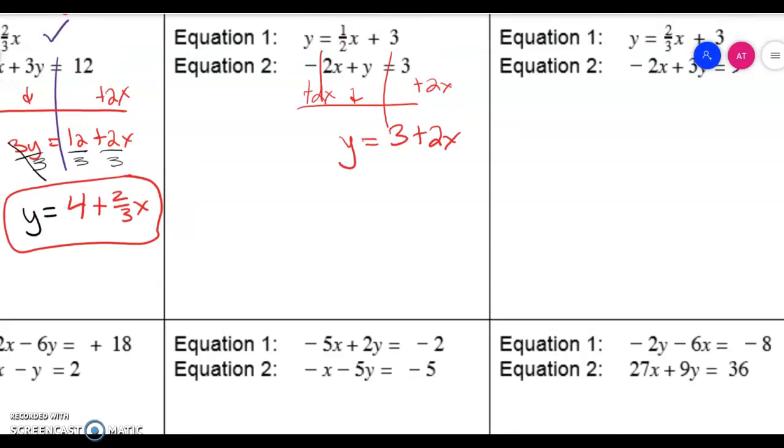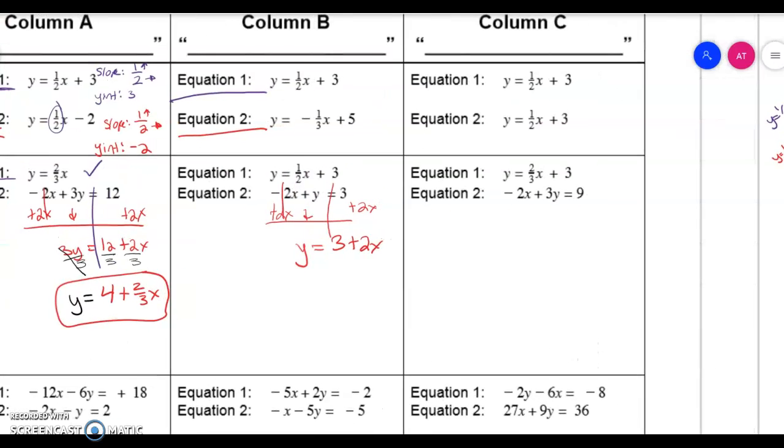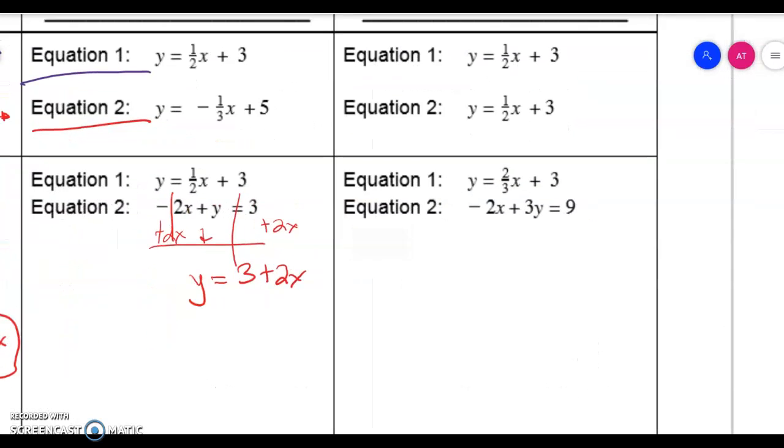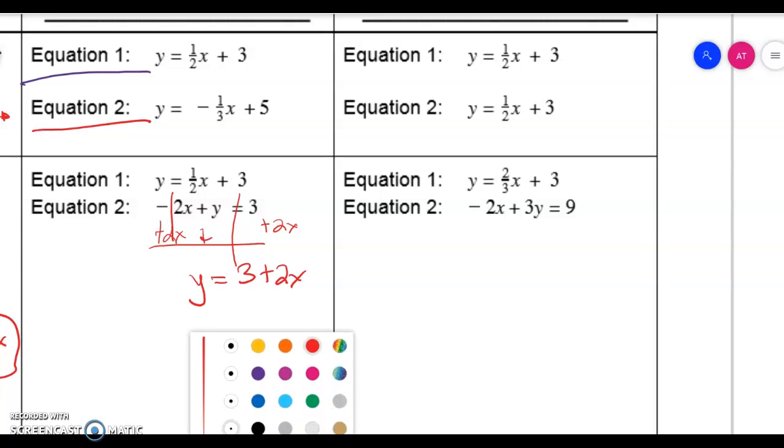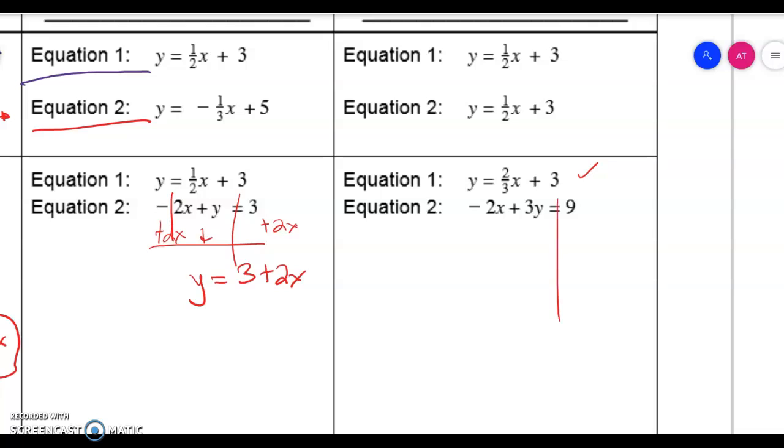So we're going to go back over. Again, we're going to make sure that both of these equations are in y equals mx plus b form because we can't graph them without that. So the first one checks off, but the second one we need to put into y equals mx plus b form. So first we need to get rid of this negative 2x. So what I need to do is add 2x to both sides. And I get 3y equals 9 plus 2x.